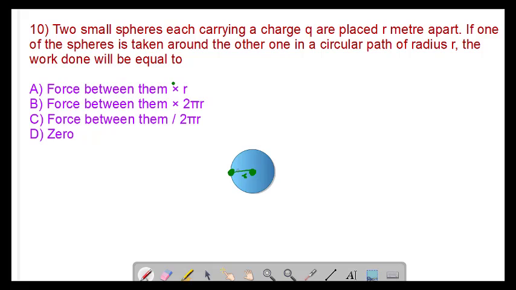Now what is done, this charge is taken, we are moving this charge in a circle of radius r. So this charge is moving in this way, around the circle, on the circumference of the circle. So what is the work done equal to? Now work done, we know, is the dot product of force and displacement. So this is a dot product, so we have Fs cos theta.